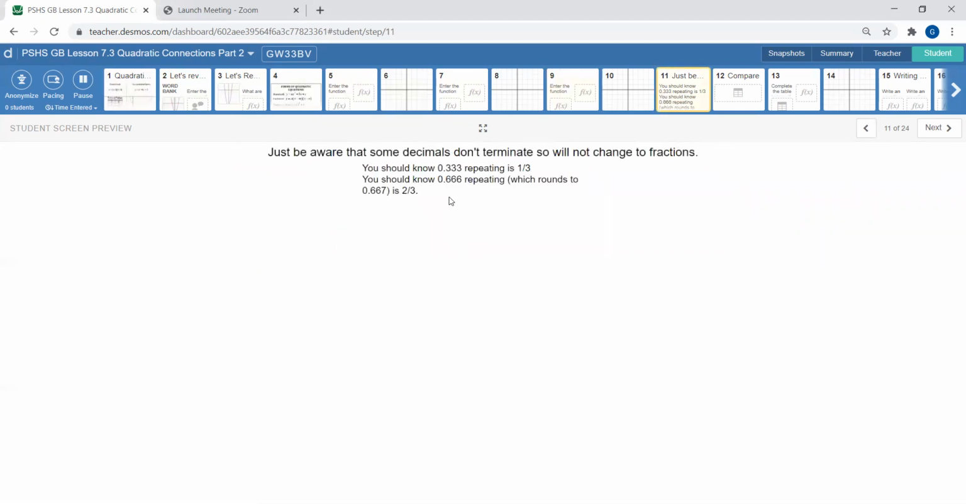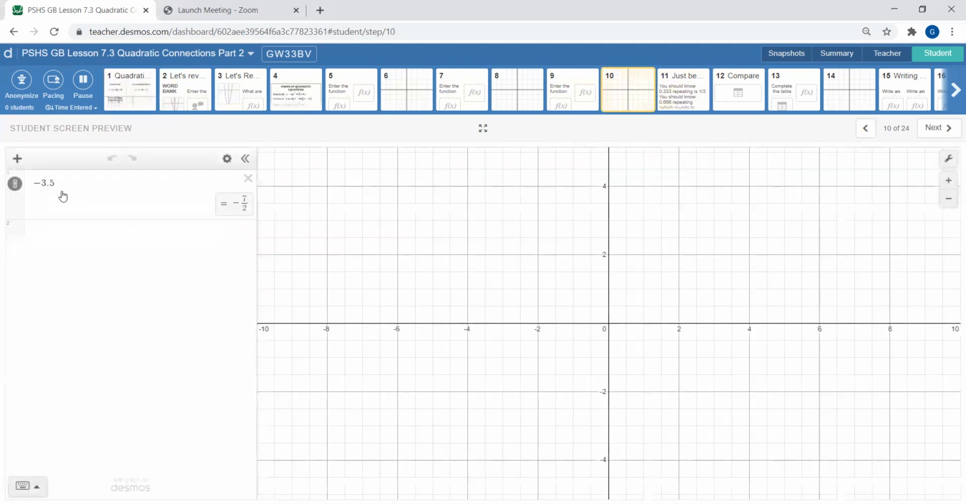Now, there are a few that you should recognize as well, because they won't change. 0.333 is going to give us 1/3, if it's repeating, that is. And 0.666, which actually rounds to 0.667, is actually 2/3. And the reason you would want to know that is, if we type 0.333 in, it actually thinks it's 333 over 1,000. The problem is the threes actually just keep going on forever and ever and ever.